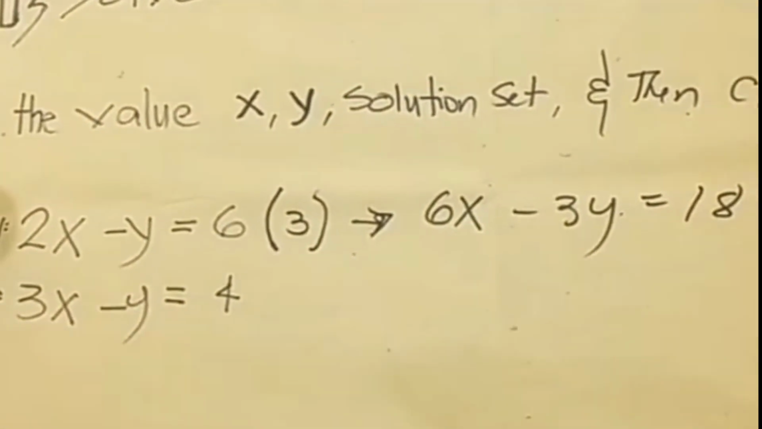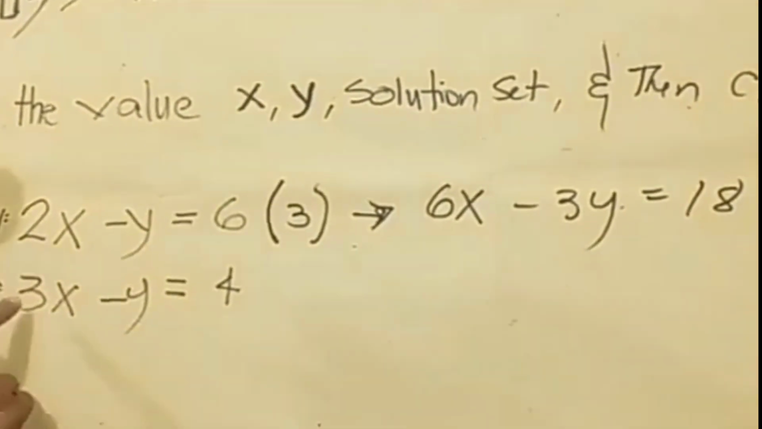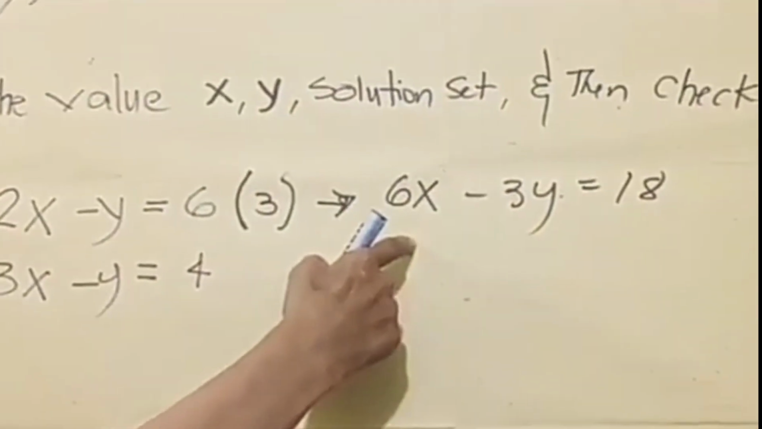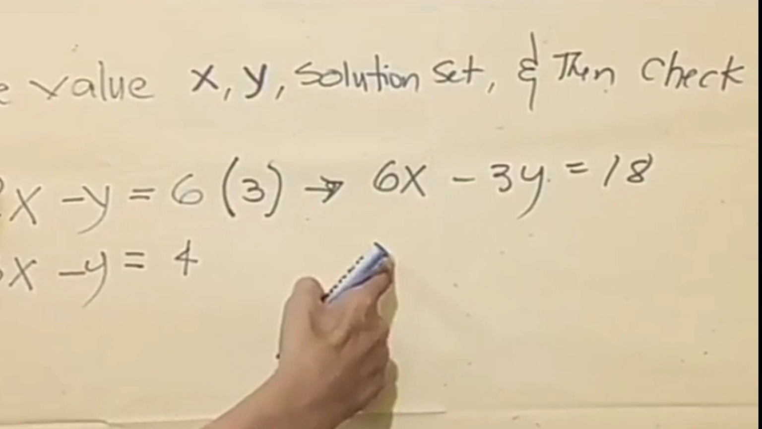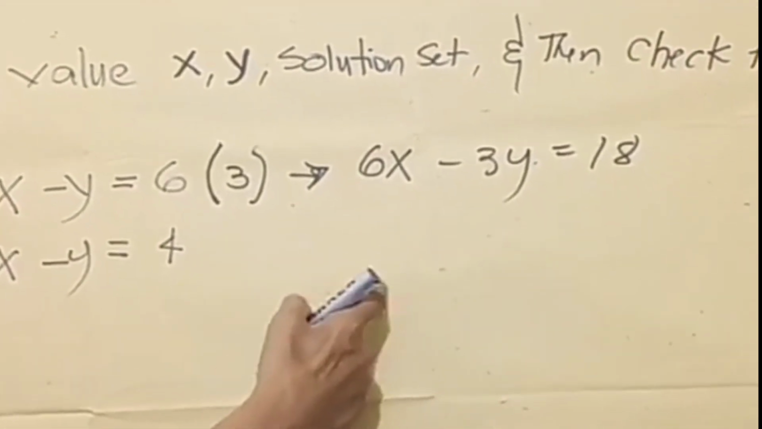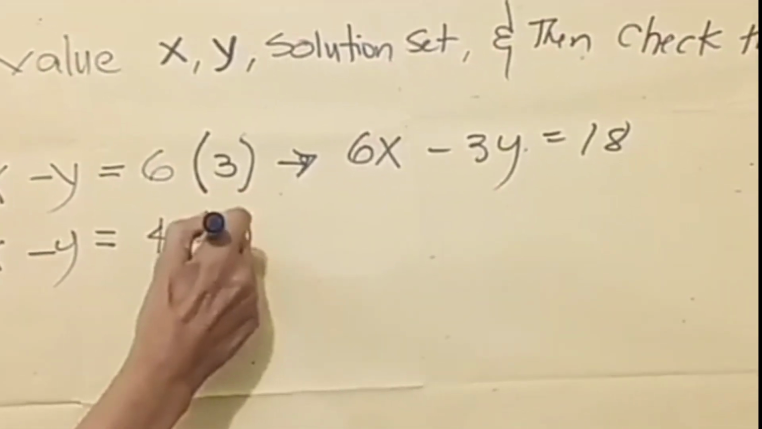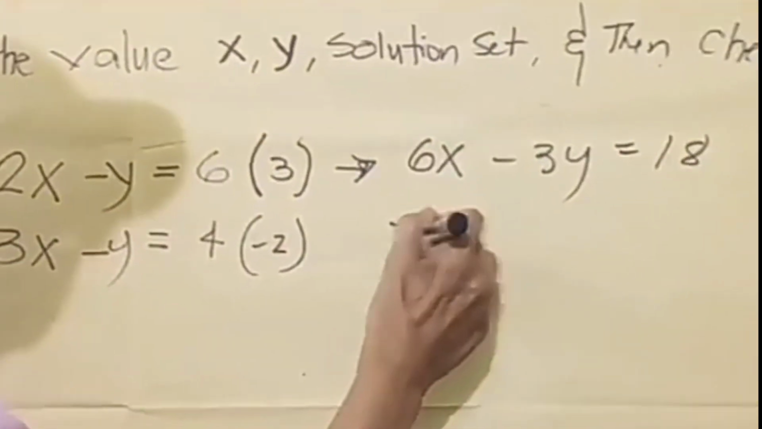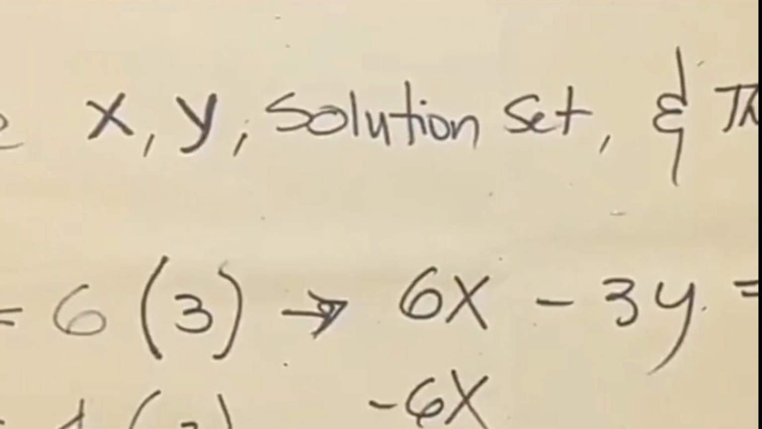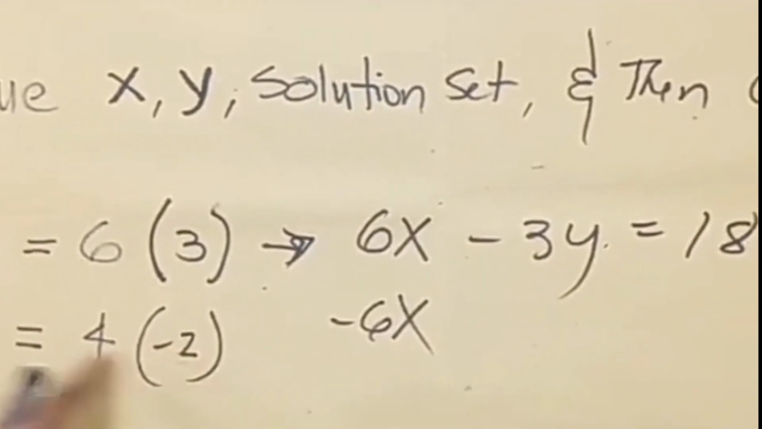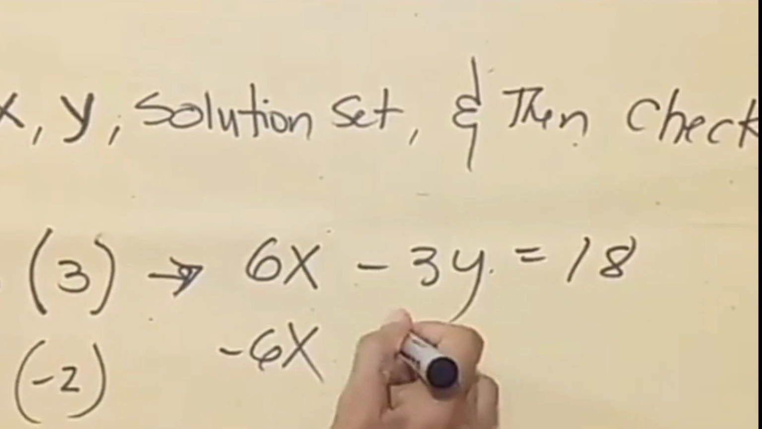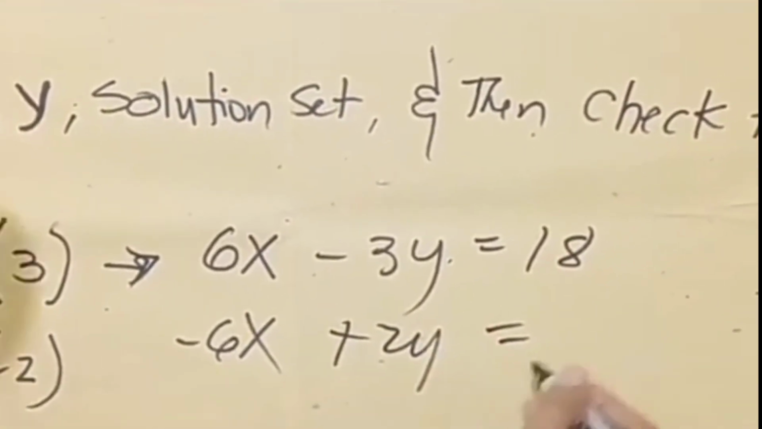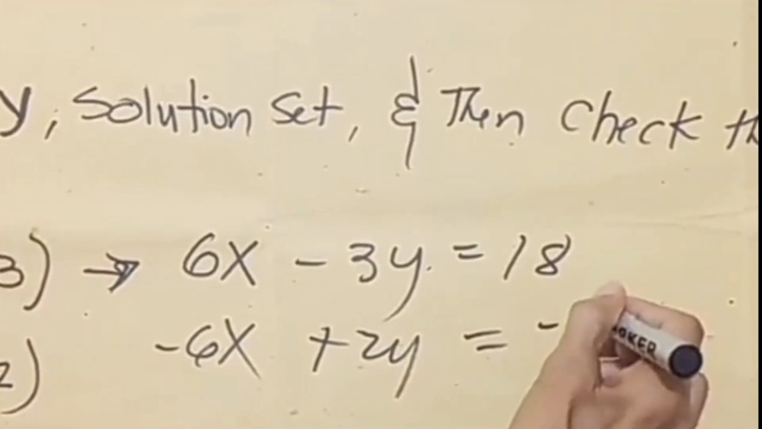So therefore I'm going to take another number. If we multiply this by 2, the result is 6x, but with addition the result is 12x. So therefore the possible number is negative 2. Okay, 3x times negative 2 equals negative 6x, so it is possible to eliminate. And negative 2 times positive y equals positive 2y, and 4 times negative 2 equals negative 8.